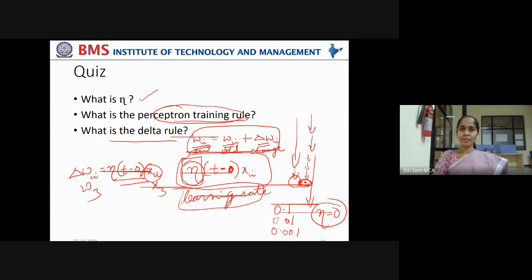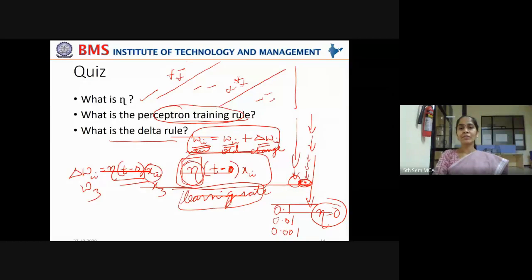You understood what a linearly separable problem is, right? If you have plus, plus, plus and minus, minus, minus, you can draw a separating line. You can easily classify them. But if you have plus, minus, plus and minus, minus, can you easily separate them? No, right? Those are called non-linearly separable.